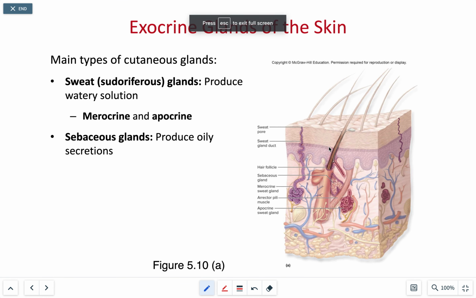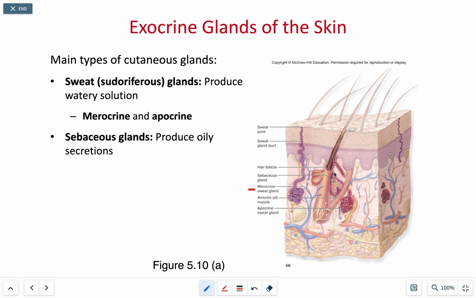This is a remote learning lecture on the three exocrine glands of the integument system. The main types of cutaneous glands located in the integument system are, first, the exocrine sweat glands, which are located in the dermis and are a coiled tube. The lumen is very narrow and eventually leads up into a sweat pore, and the watery substance is then released onto the surface of the skin.